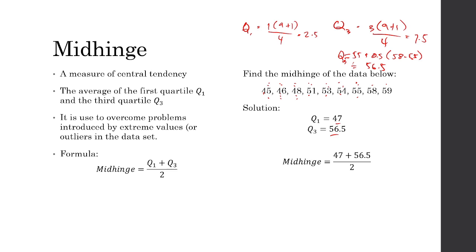But in any case, the mid-hinge there will be 47 plus 56 divided by 2. So our mid-hinge there is 51.75. Okay? And if you are to compute for the average of this data array, actually medyo malapit naman yung makukuha nyo dyan kasi we don't have any extreme value here.